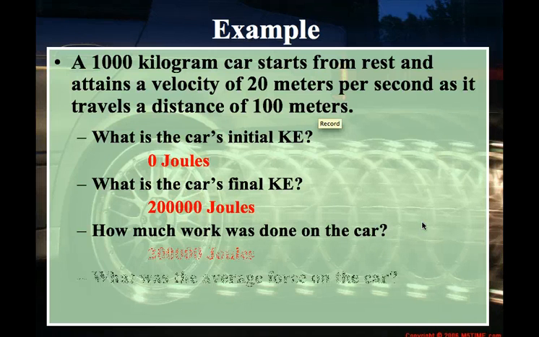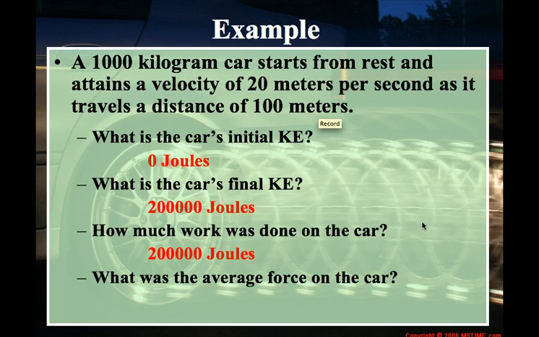How much work is done on the car? 200,000 joules. What's the average force on the car? Well, from there we have to calculate the acceleration. And from the acceleration, we can get that it was 2,000 newtons of force on the car.